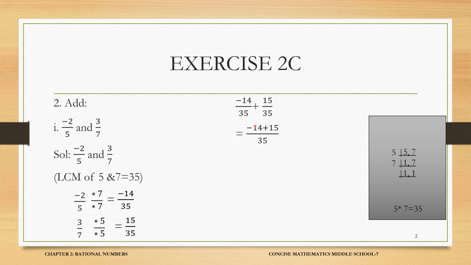So minus 14 plus 15. One is having a minus sign, the other a plus sign, right? So in that case, you have to put the sign of the bigger number. Just compare the numbers 14 and 15. Which number is bigger? 15 is bigger, right? So what sign does it have? It has a plus sign. So put a plus sign and subtract. You'll get plus 1, right? So 1 by 35 is the answer.